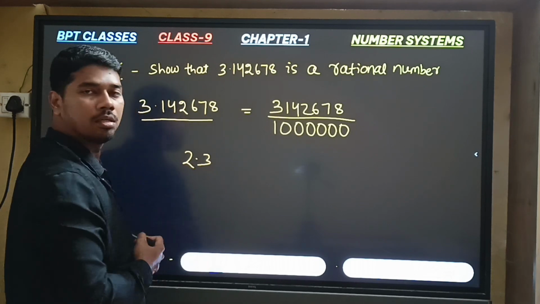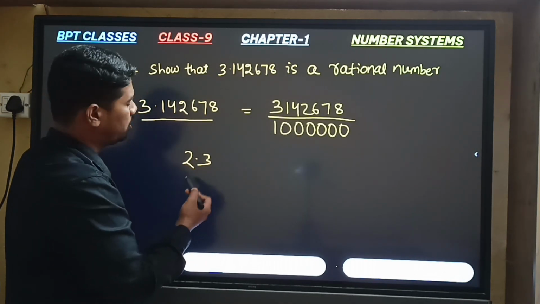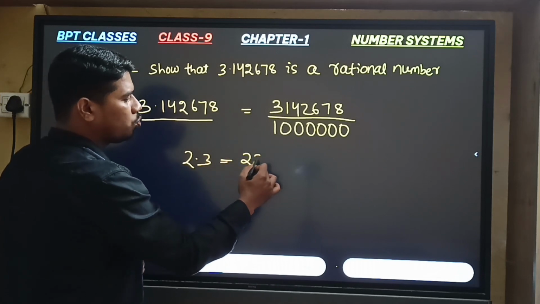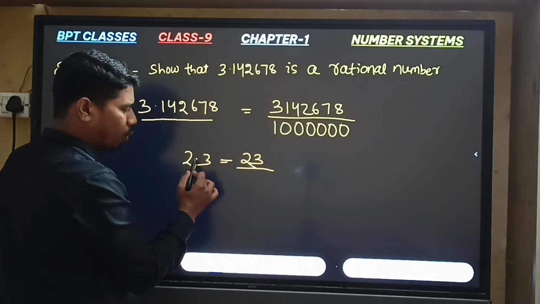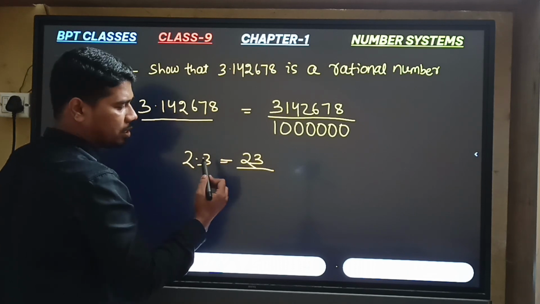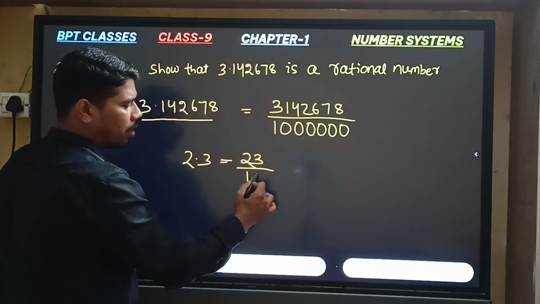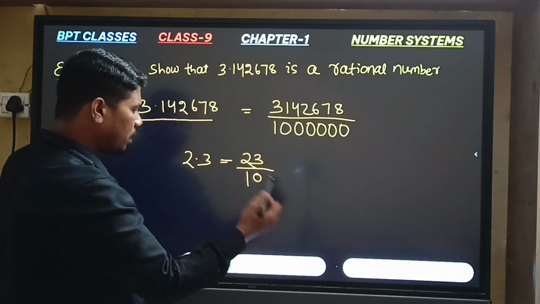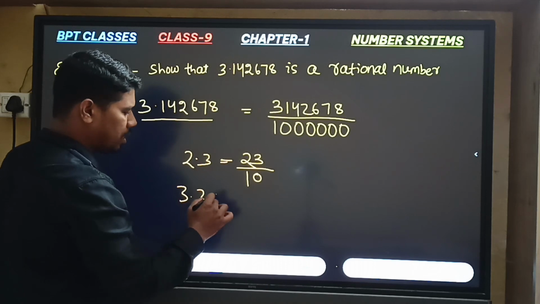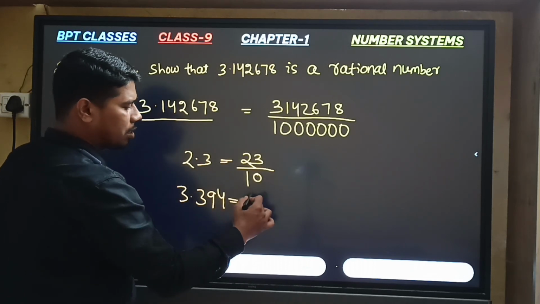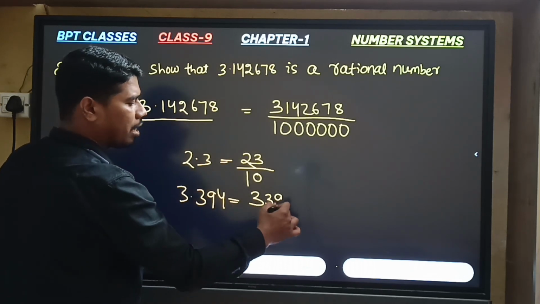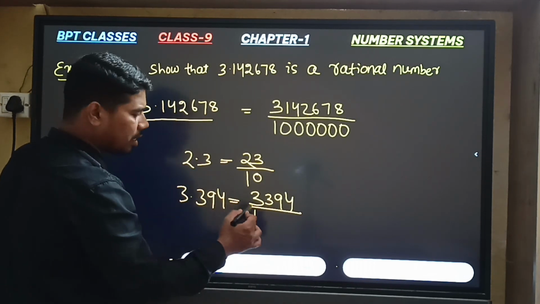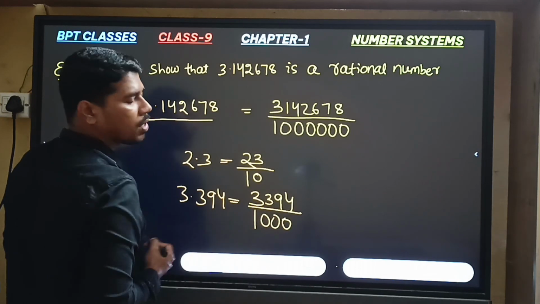Like that, 2.3. Can we write it in the form of p by q? Yes, obviously. 2.3 means 23, and after the decimal, one digit is there, so you can write 1 with one 0, that is 10. If it is 3.394, you can write 3394 divided by 1 with three zeros, because after the decimal, 3 digits are there.